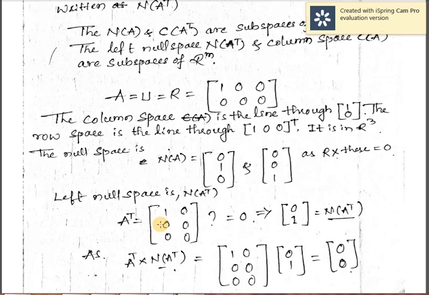Now if we take 0 and 1 as the combination, when it is multiplied with this, we'll get 0, 1, 1 into 0, 0, and 0 into 1, 0. So first row becomes 0 and these also. So (0, 1) is the left null space. Left null space in the sense the null space of the A transpose matrix.